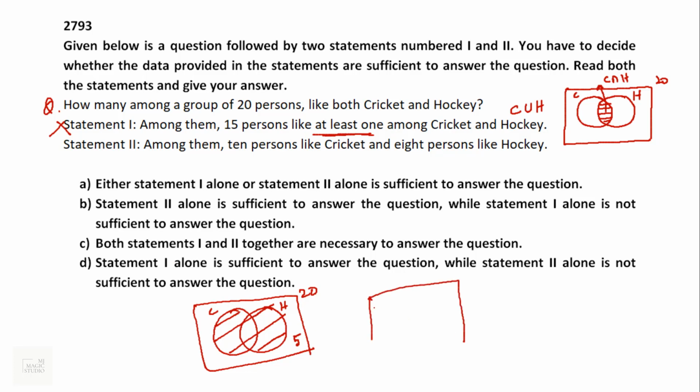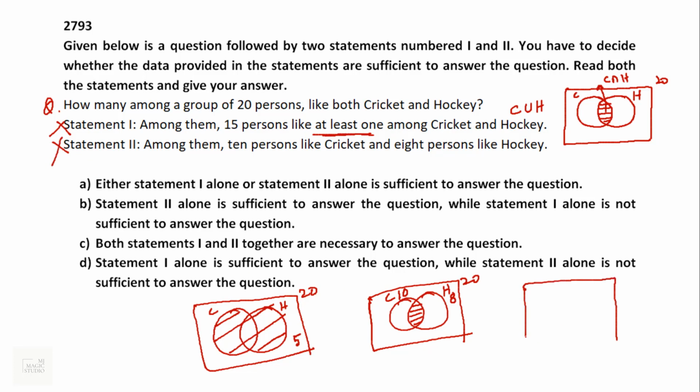Let's go to statement 2 now. This is true for statement 2. Among them 10 like cricket, C is 10, and 8 like hockey. Now from this piece of information also, this particular section C intersection H is not identifiable. We cannot find this value. Statement 2 alone is also not sufficient.